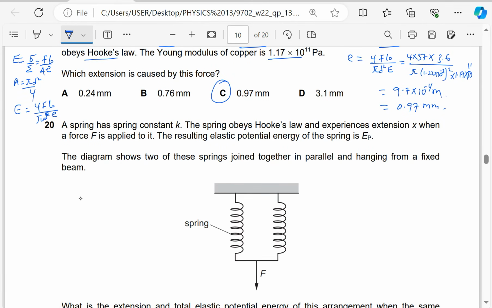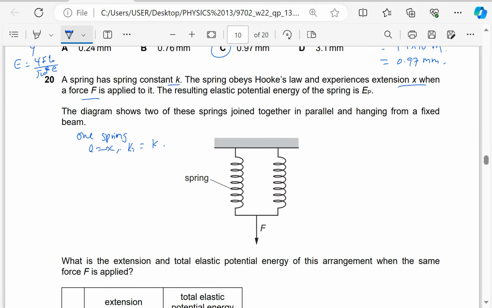A spring has spring constant K. The spring obeys Hooke's law and experiences extension X when a force F is applied to it. So when it is one spring, I'm just considering one spring. If it is one spring, the extension is X, and the spring constant is K. So the diagram shows two of the springs. Now there are two, so something must change.